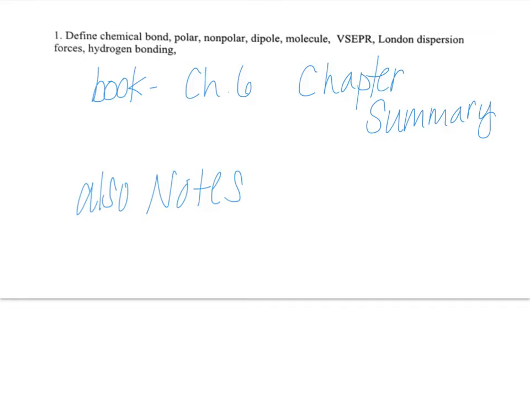As far as the definitions, the quickest place to look for those is in your textbook under Chapter 6. Go to the chapter summary, and remember all of those definitions are listed there. You can also find them in your notes, but you'll have to search through your notes because they're going to be scattered throughout, whereas at the chapter summary they're all right there together. But I'm not going to spend time in the review going over definitions when you can easily look those up.